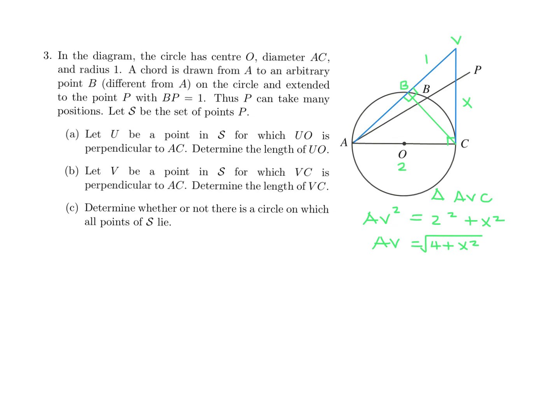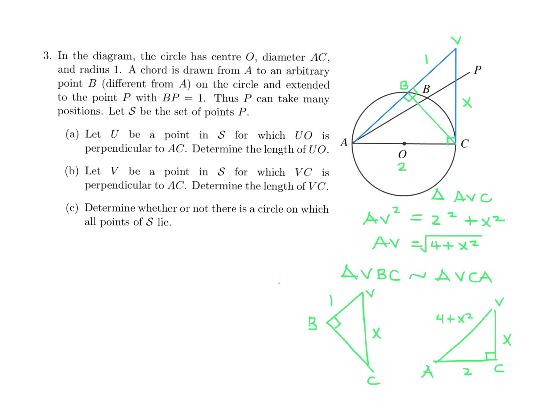Okay, then now we have a similar triangle situation. If you can't see those, I'll draw them out. The two triangles that are similar are triangle VBC and triangle VCA. So let's draw them here to sort of prove that they're similar. Sometimes it's a little challenging to look at the diagram. You got V, B, and C. This is a right angle. This is 1, and this is X. VCA is the big one. Again, you've got VCA like that. This is X, this is 2, and this is the square root of 4 plus x squared.